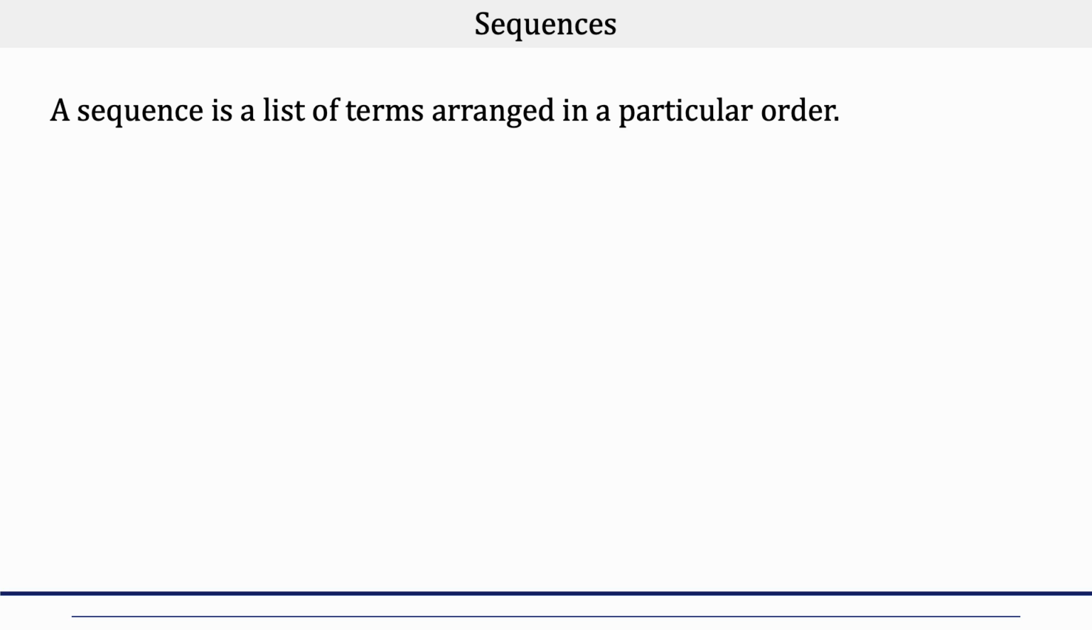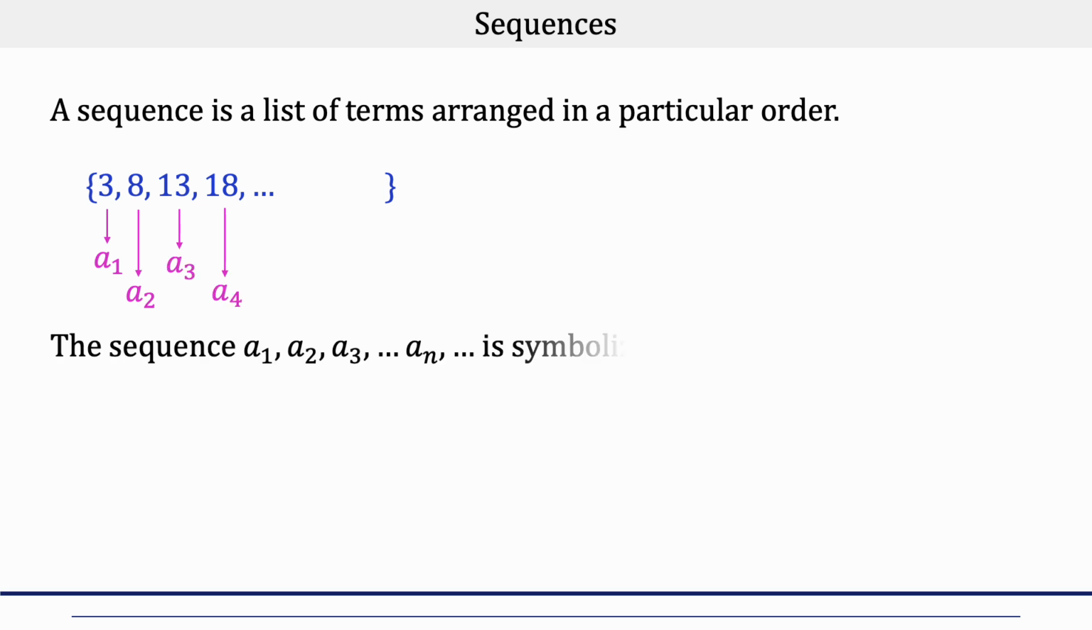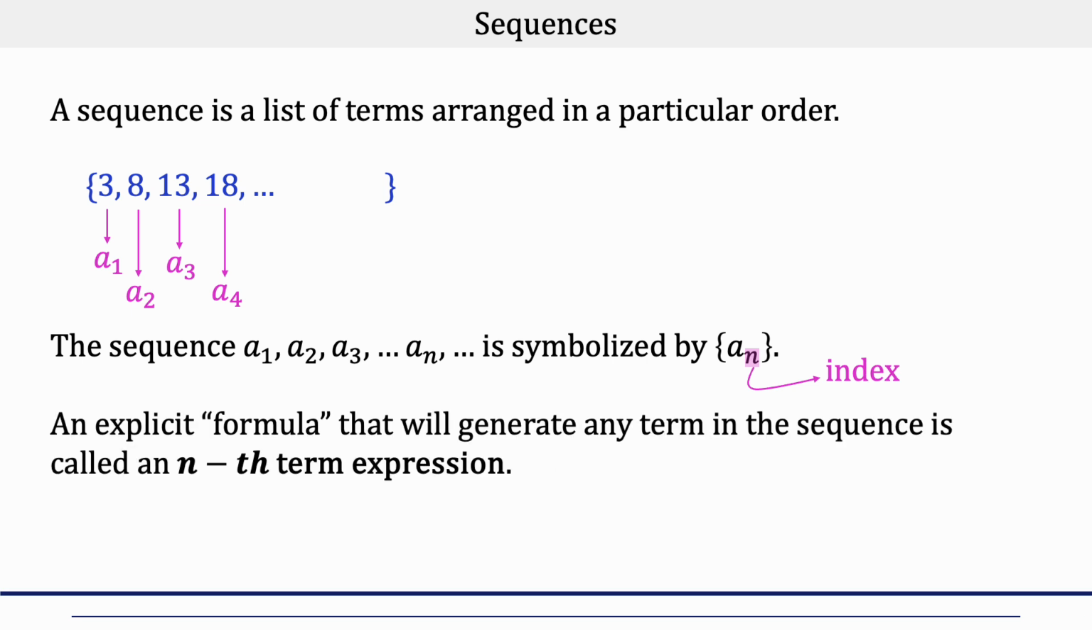A sequence is a list of terms arranged in a particular order, like this: 3, 8, 13, 18. We would call 3 a1, or the first term, and 8 we would label that a2, or the second term, and so on and so forth. So this sequence of terms is symbolized by a sub n, and that n there, we call that the index.